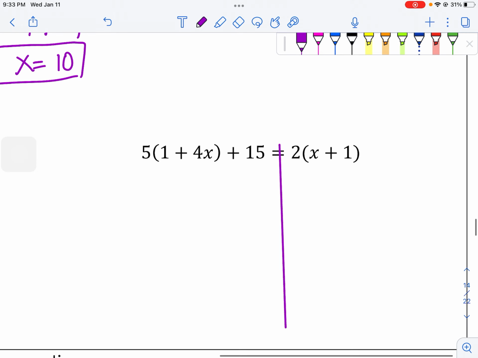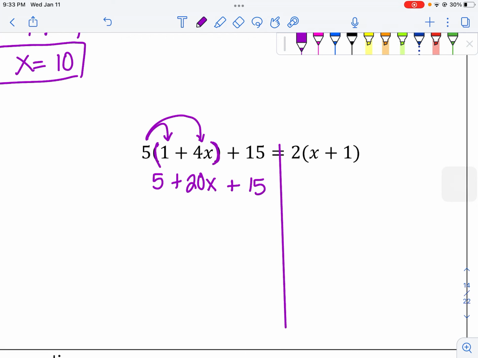So we have multiple distributive properties on both sides. So that's going to be my first step, is I'm going to distribute, and then I'm going to distribute on this side. So I'm going to start by taking 5 times 1 is 5, and then 5 times 4x is 20x. Then I still have a plus 15. Remember, I stopped distributing when the parentheses end, so that's why I did not distribute the 5 to the 15 as well. And then we have that equal to 2 times x, it's 2x, and then 2 times 1 is 2.